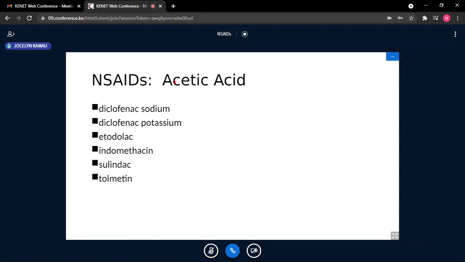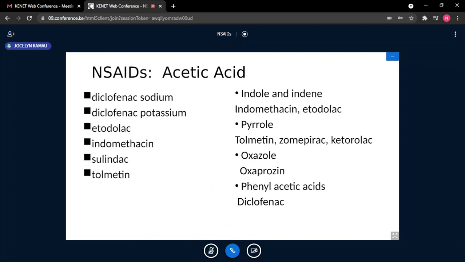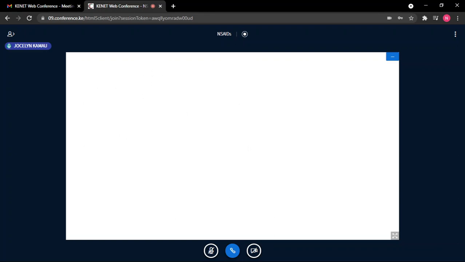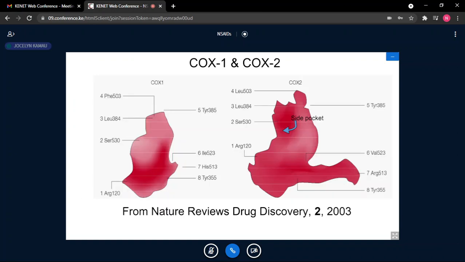Then we have the non-steroidal acetic acid derivatives. Let us look at this one here. Again, remember I have said, when you talk about the acetic acid derivatives, they are separated with a carbon. I think the best is that I show you, so that we are not just talking without seeing what we are talking about.